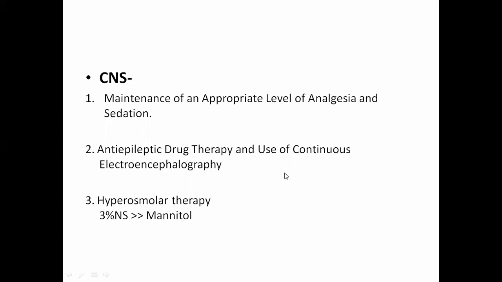Any diffuse axonal injuries? Yeah, then the child should have altered sensorium, definitely. If you have diffuse axonal injury, the child should have altered sensorium. And if you have subtle small bleeds, the child may be stable, that you already covered. So altered sensorium, IC bleeds, you need to cover with anti-epileptic drug therapy. Any other things?